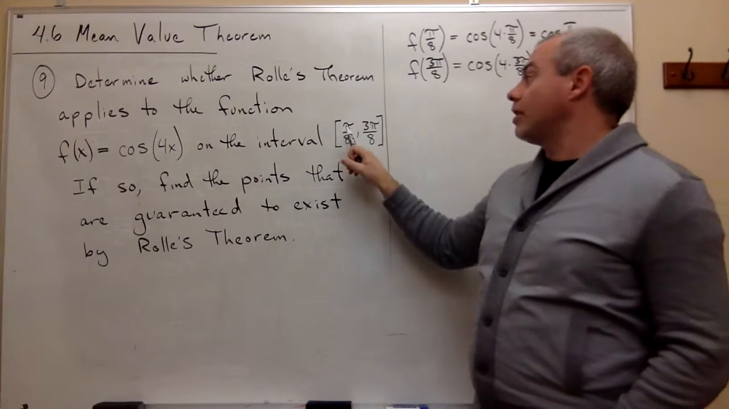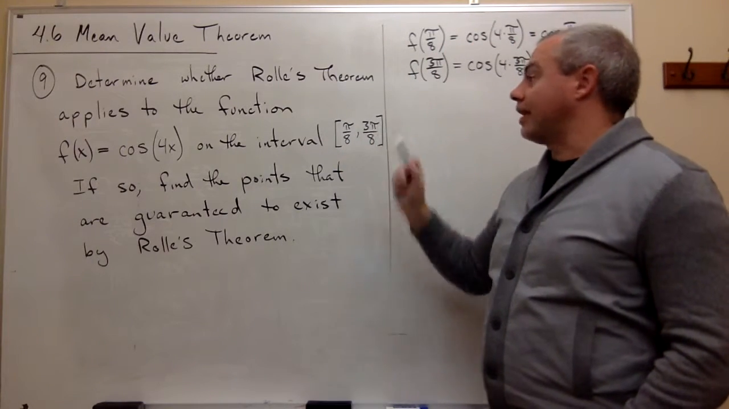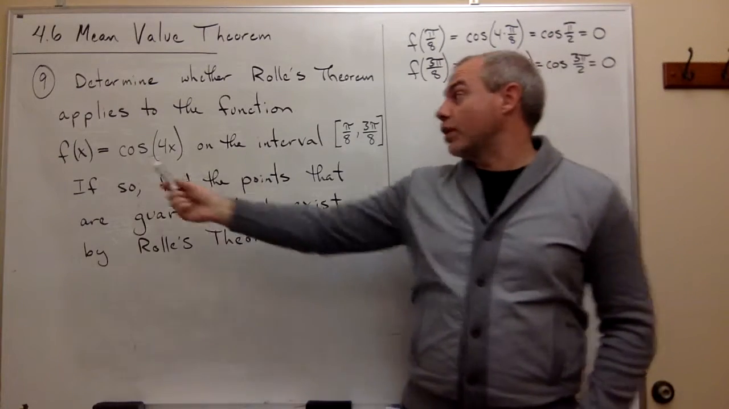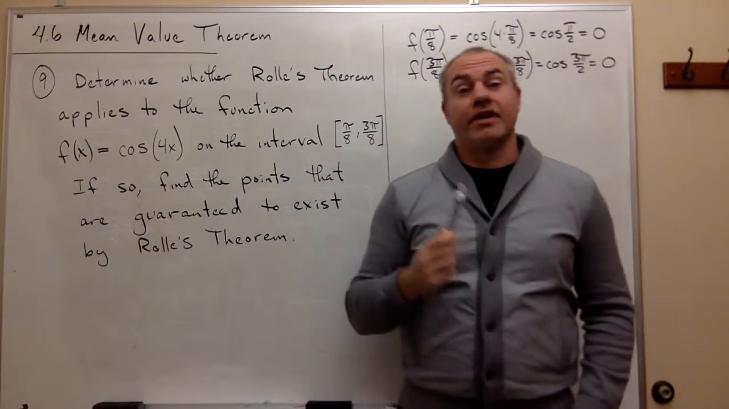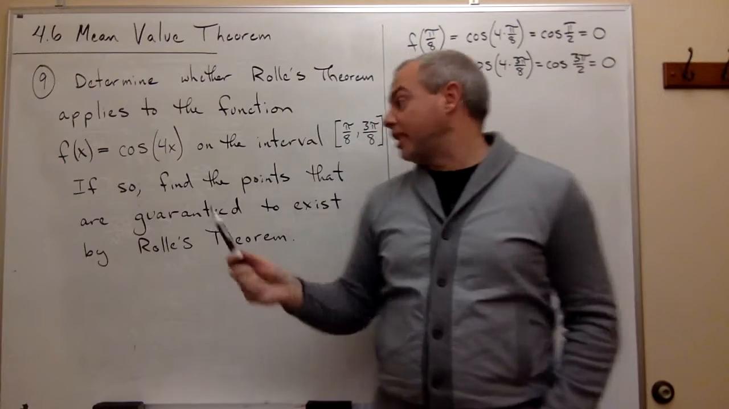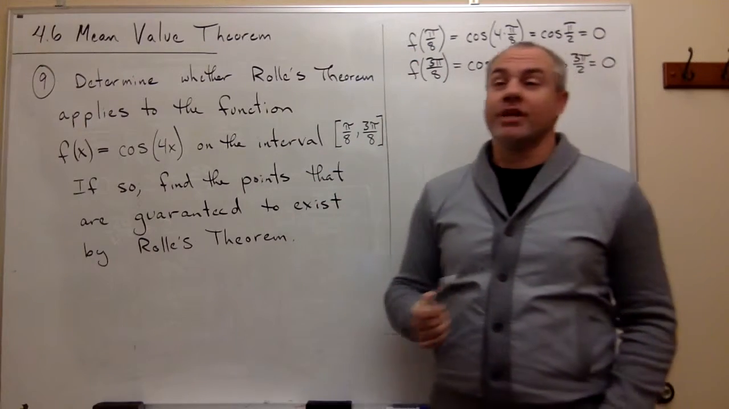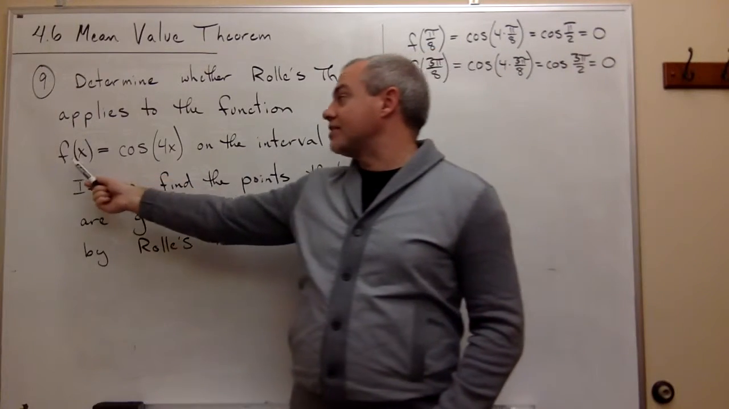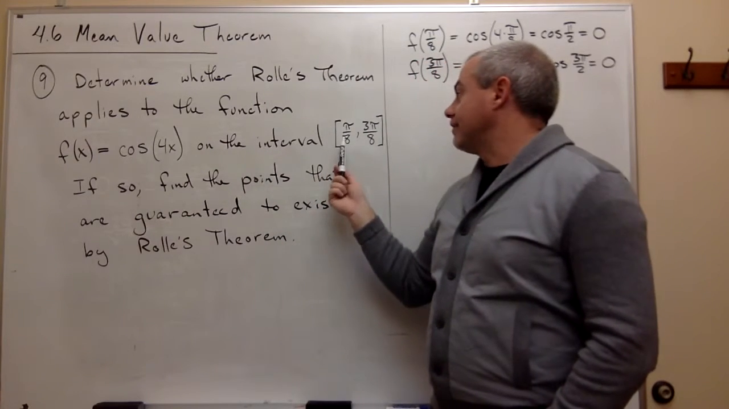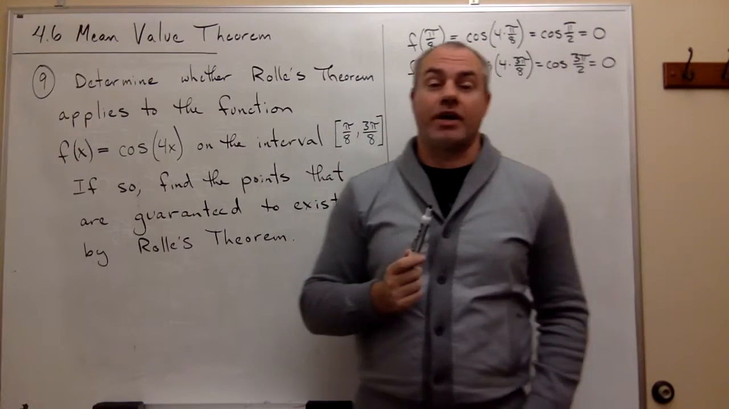That means that somewhere in between pi over 8 and 3 pi over 8, there must be a place where this function's derivative is 0. So let's find that place. That's the last part of this problem, is just find the place where this derivative is 0 that lives between pi over 8 and 3 pi over 8.